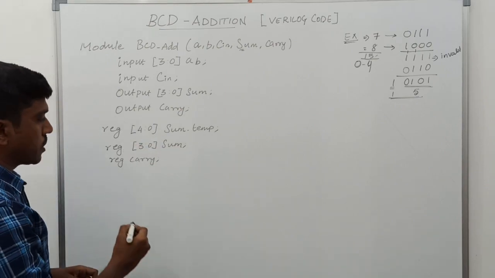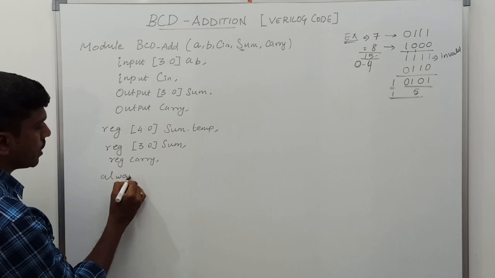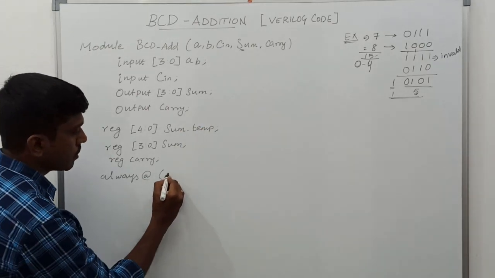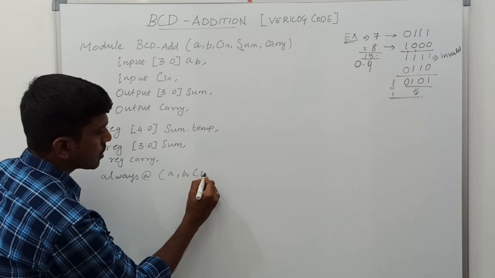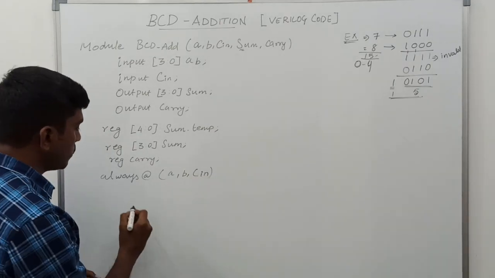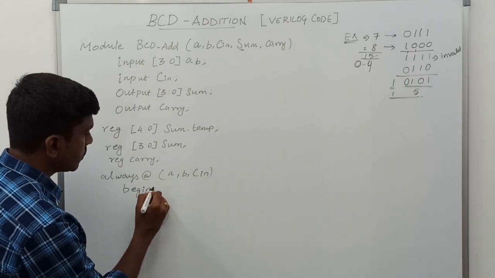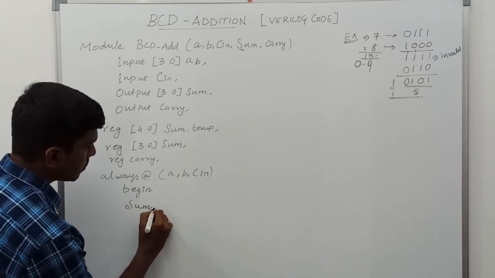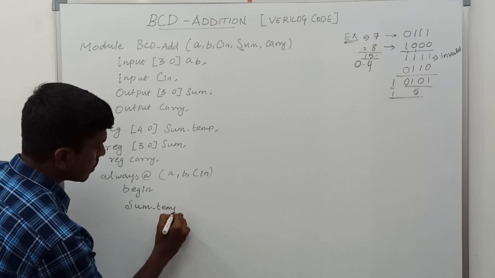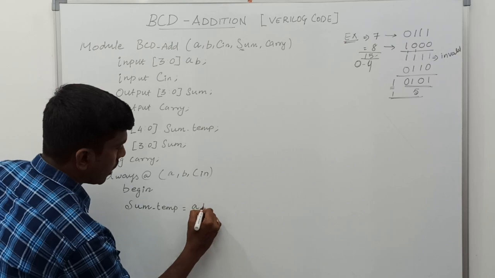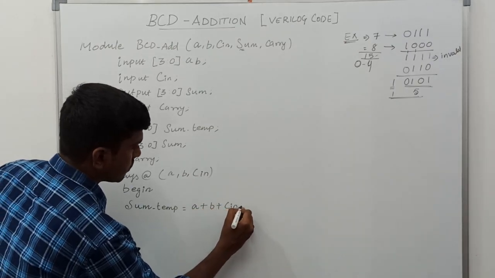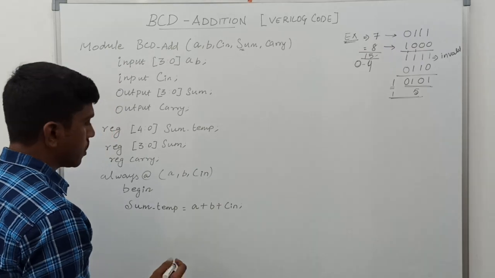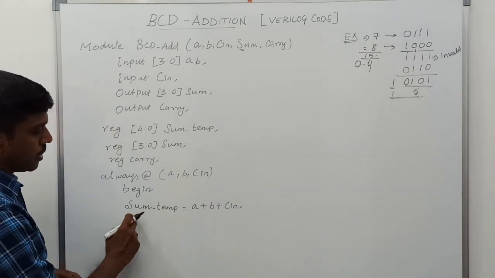Then we go to the operation part. You use the instruction always at, and within brackets you mention the input variables alone: A, B, Cin. Then you start the process with begin. Within begin, you write the statement sum temp equal to A plus B plus Cin. You just add the A value, B value and Cin value, including the carry, and you get the result. That result is stored in sum temp.